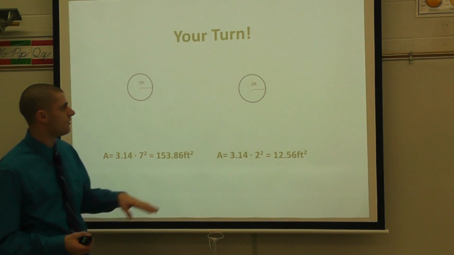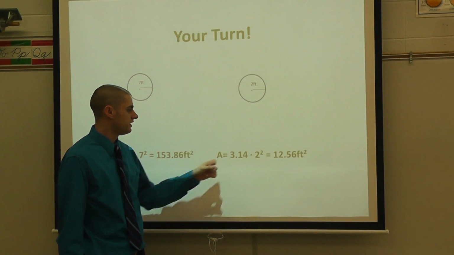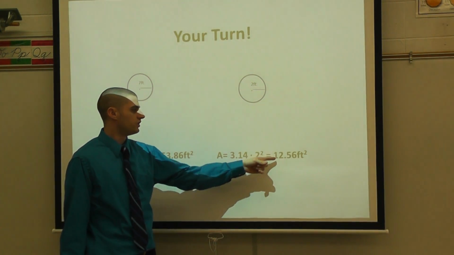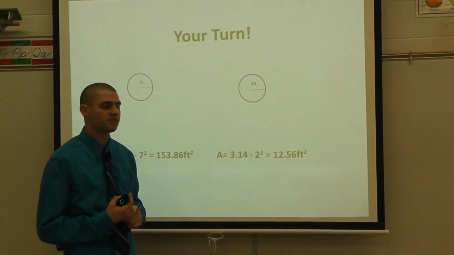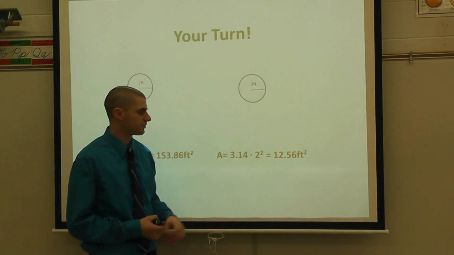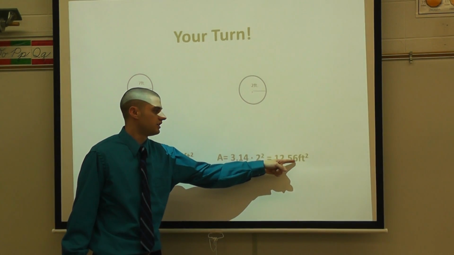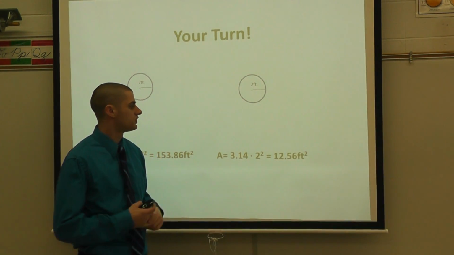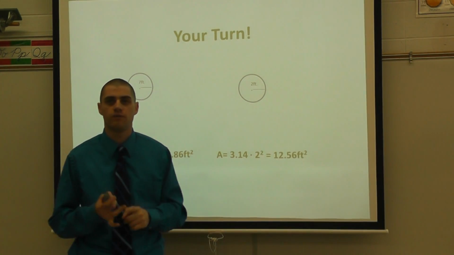In our second problem, our radius is 2 feet. So we take 3.14 times 2 squared, which is going to equal 12.56 feet squared. Again, when we round this problem, we look to the right. It's 5 or higher, so this is going to be increased by 1, so it becomes 12.6 feet squared.